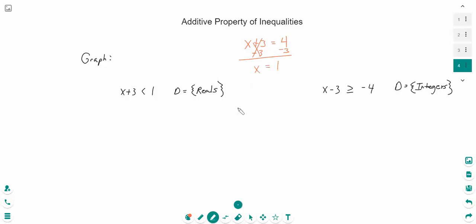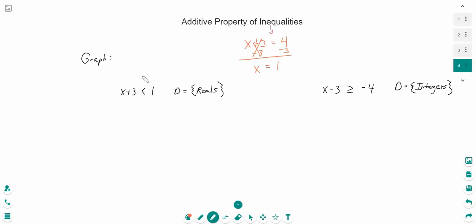X is equal to 1, right? I am able to subtract 3 from both sides, and it's a perfectly legitimate thing to do. We're not changing the value of x. We're not messing things up. It's totally acceptable to add a -3 to both sides. Okay? That was for equations.